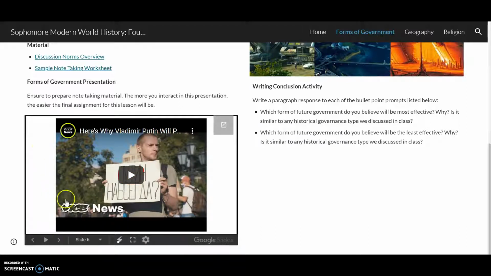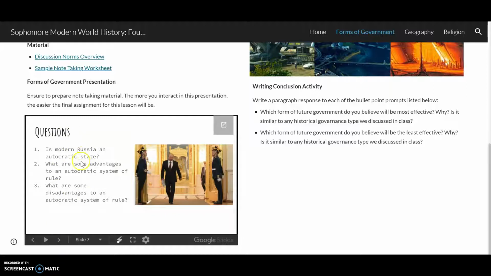So then the students, and a lot of the young people that are their age, which is kind of cool, are like, I don't want to live under Putin from 2030 until 2036. I've been under Putin my whole life, and I don't like his rule and stuff like that. So kind of painting him as an autocrat. And then there are these questions where they have to apply their knowledge. So they have to be like, is Russia an autocratic state? What are some advantages to an autocratic system of rule?